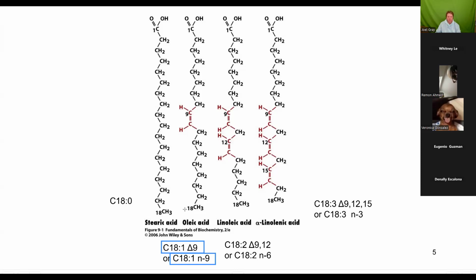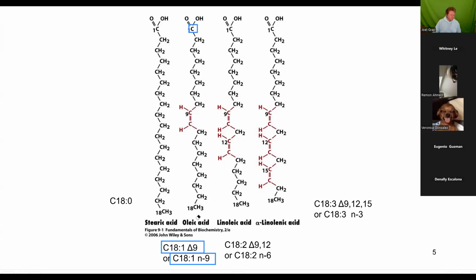In this case, for the N or the omega notation, we are starting at our methyl carbon, and then we are counting up. I think this is a good example because it can be confusing. If you just look at oleic acid, the double bond is at 9, whether you're using the delta or the omega notation. If you start from 18 and subtract 9, you're going to end up here. Or if you're using the delta notation and you count up from here, this is going to be 9. So it can be confusing.